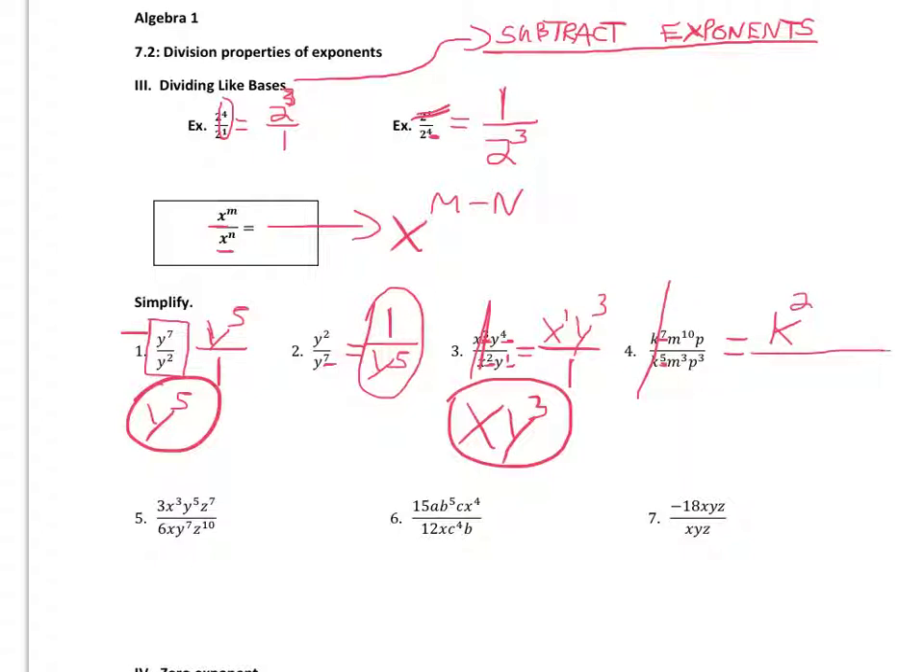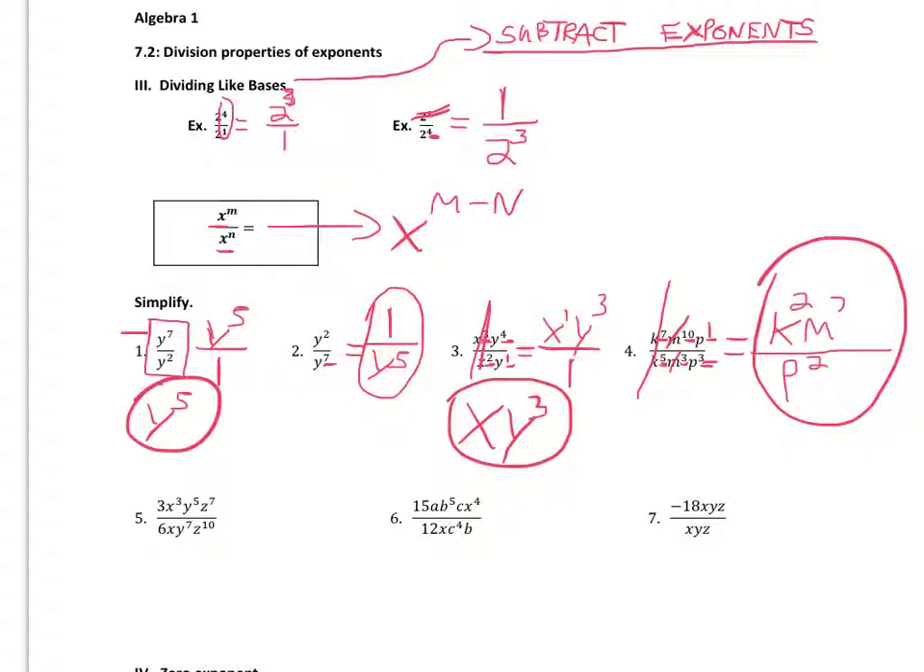Let's go to the m's. So m is bigger up top, and 10 minus 3 is 7, so it's m to the 7th. So now I'm done with the m's. And then if I look at the p's, the p is bigger in the bottom now. Bottom is 3, top is just p to the 1st. So the p is going to be in the bottom, and 3 minus this 1 gives me 2. So it's p squared.